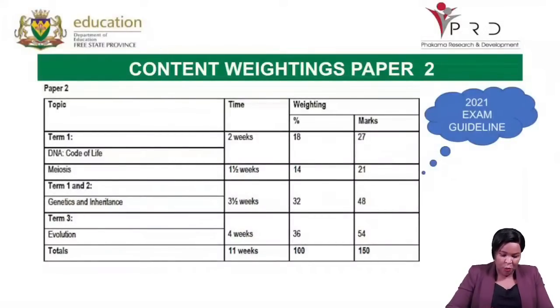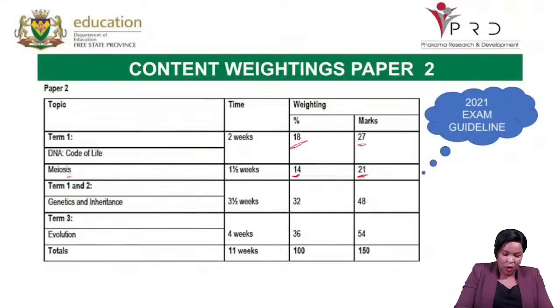Right, so in term 1, you did DNA code of life, and that weighs about 18%. That is 27 marks of your total paper out of 150. And meiosis was also a topic that you did in term 1, forms part of paper 2, carries 21 marks, that weighs 14% of the paper.